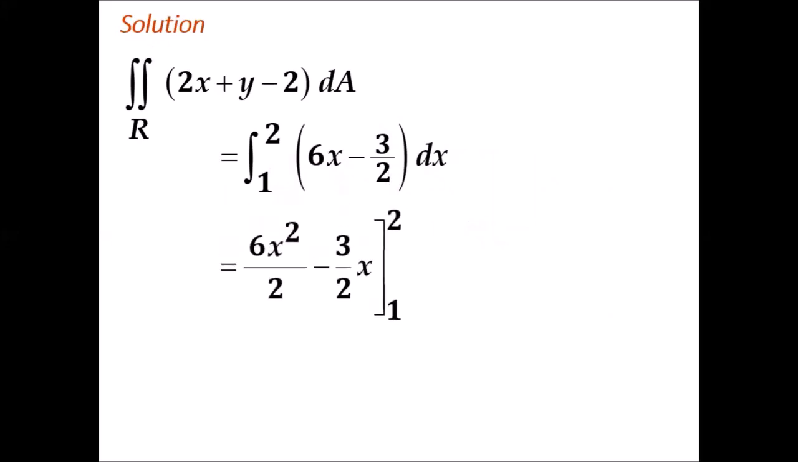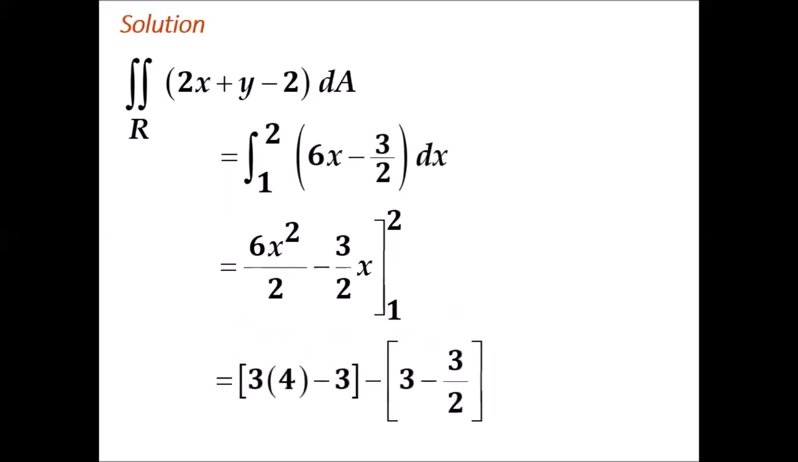Finally, we integrate this integral with respect to the variable x. 6x will become 6x squared over 2, and 3 over 2 will become 3 over 2 x. Now, evaluating this from 1 to 2, by substitution, it will later on give us 15 over 2.